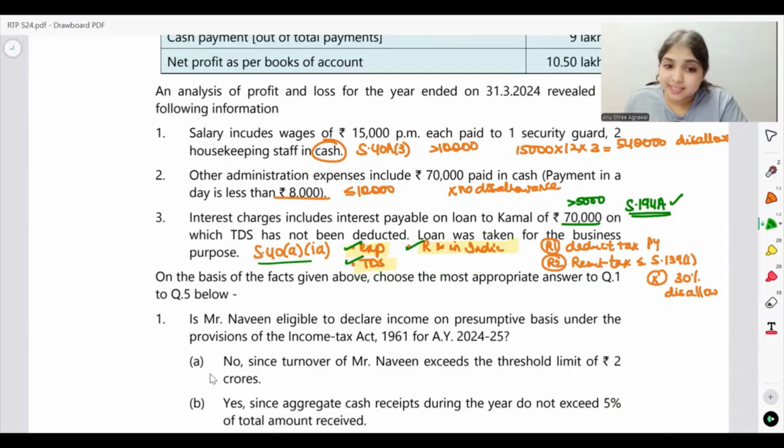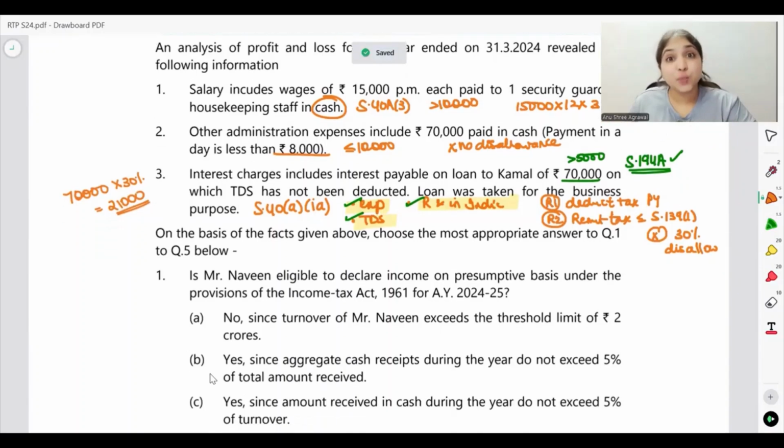If 40(a)(ia) is applicable, I'm putting two responsibilities on the assessee: deduct tax and remit the tax. The question says over here very clearly, tax was not deducted. So first responsibility itself was not fulfilled. So even if one responsibility is not fulfilled, 30% of the expense is going to be disallowed. So how much are you going to disallow over here? 70,000 into 30% you're going to disallow. That is 21,000 will be disallowed under 40(a)(ia). Alright everybody. So this was my entire discussion of the question.